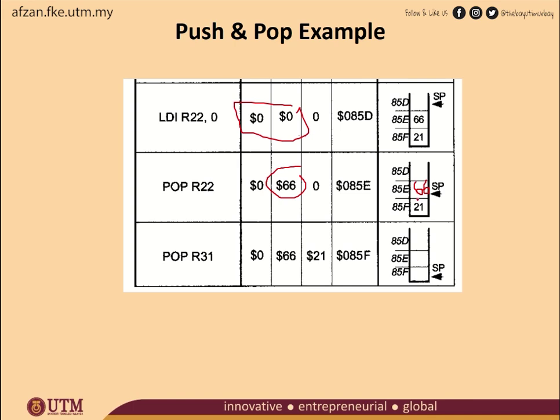Okay, and then the stack pointer is incremented by 1, and then you pop R31. So this 21 here you put to your R31, and actually the values 16 and 21 are still inside of your stack. Only the stack pointer is incremented to the new value, or to the new address.